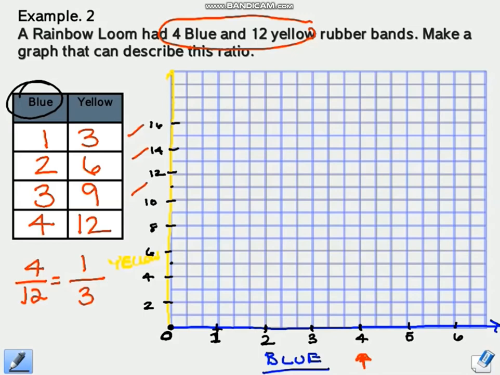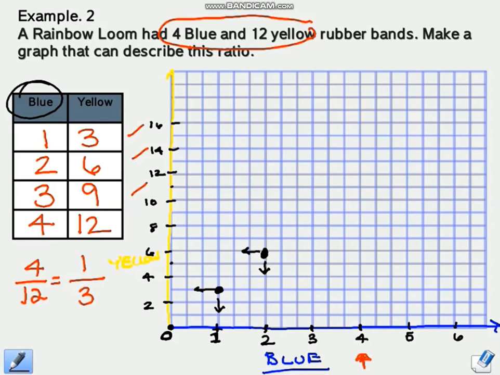So now let's graph it. If there's 1 blue, that equals 3 yellow. Point right there. So 1 blue is equivalent to 3 yellow. Next, if I have 2 blue right here, there are 6 yellow. So 2 and 6 would meet up right here. 2 blue is equal to 6 yellow. On the horizontal axis, it's pointing to the blue, and on the vertical axis, it's pointing to the yellow, 6.